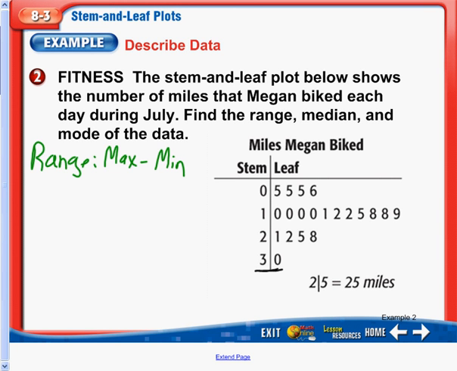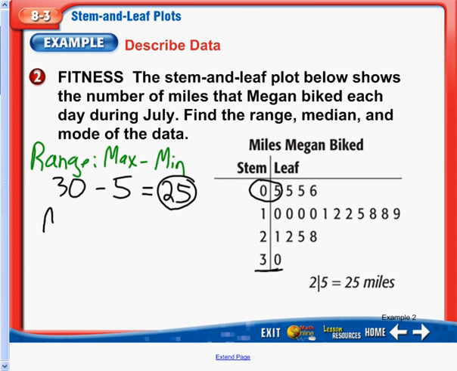So we have 3 on the bottom here. It only has one leaf of 0, so 30 is our maximum. And our minimum's on the top, since we have 0 in the 10 spot and a leaf of 5. So we're going to have 5 as our minimum. Looks like that appears 3 times. 30 minus 5 gives us 25, and that is our range.